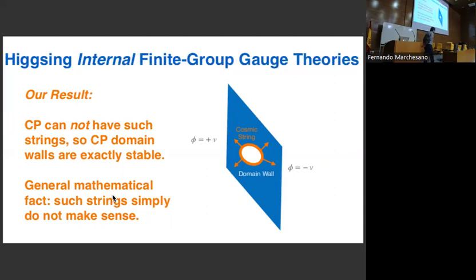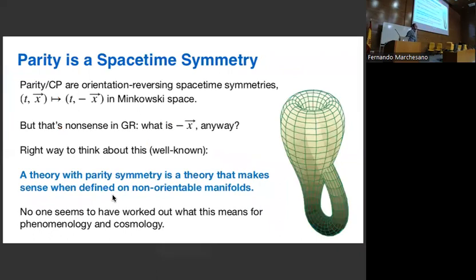So CP domain walls are exactly stable, and this is just a mathematical fact. It's a consequence of topology. So to explain that, I should tell you how to think about a theory with CP, or more generally with parity or any kind of orientation reversing spacetime symmetry.